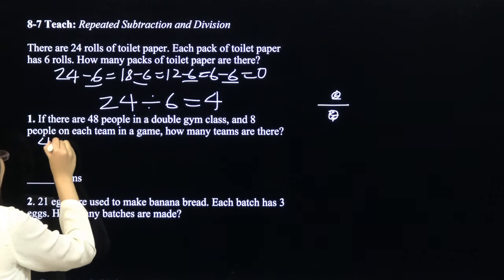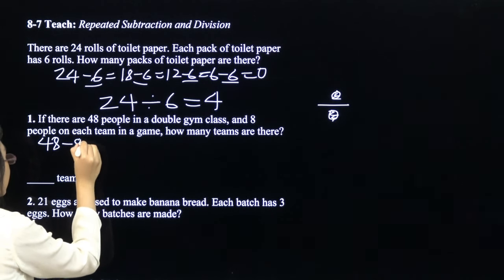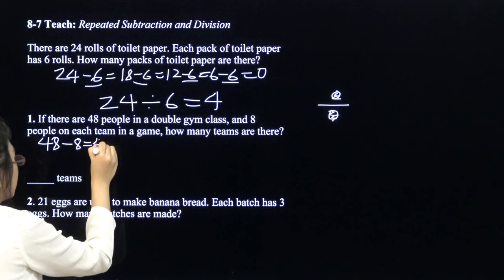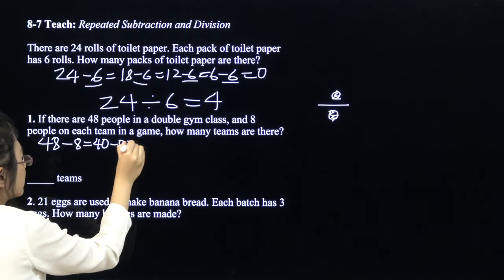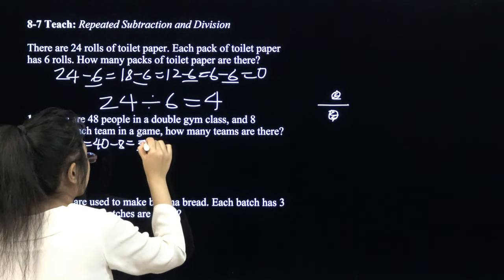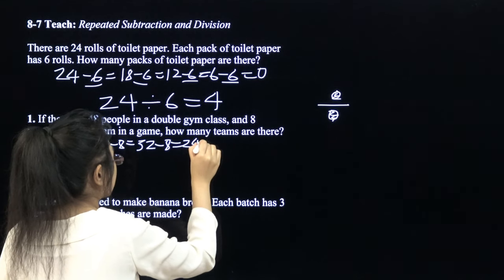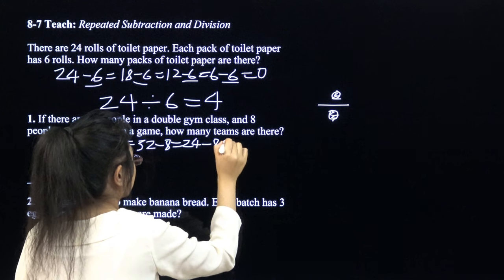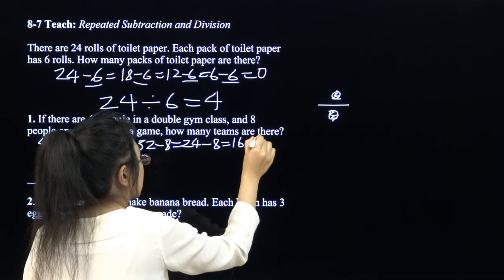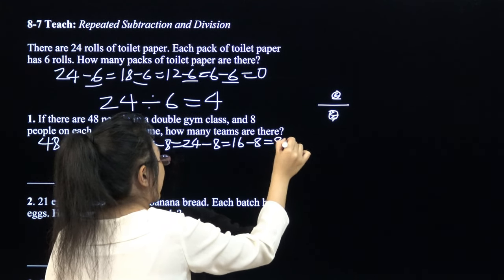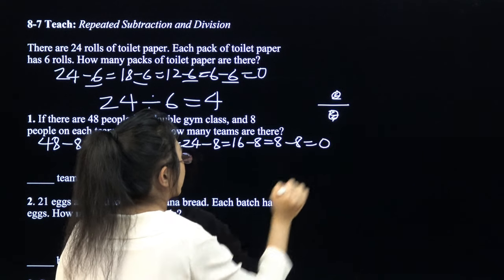Well, 48 minus 8 equals 40. 40 minus 8 equals 32. 32 minus 8 equals 24. 24 minus 8 equals 16. 16 minus 8 equals 8. 8 minus 8 equals 0.